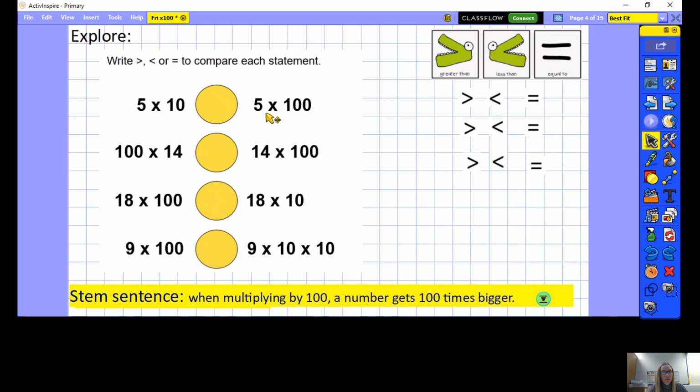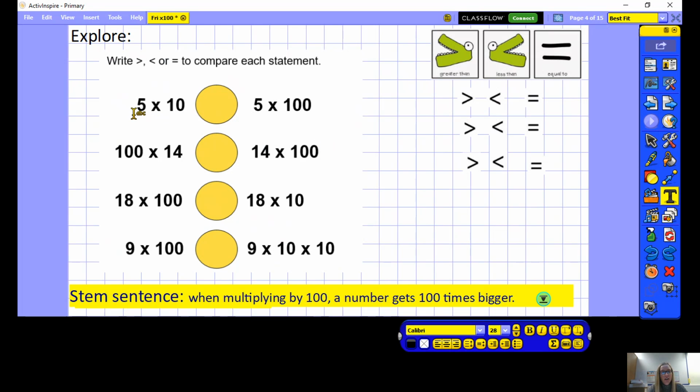So when we're looking at each statement, we take one at a time, and we'll look at what we think the answers are to decide on which symbol will go in the circle. So we've got 5 times 10, and we've got 5 times 100. So I know that 5 times 10 is 50.